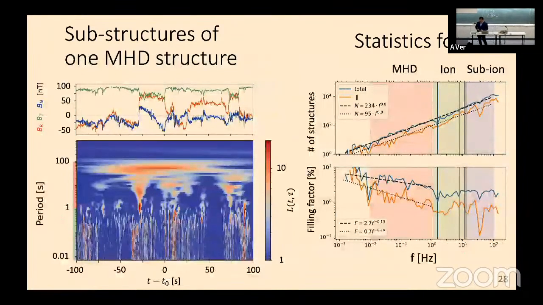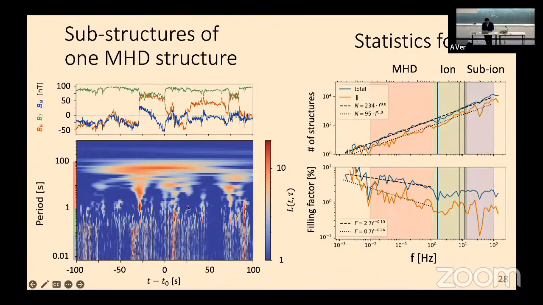So in the previous slide, we were showing only one substructure in a large MHD scale structure. But here we would like to investigate if there is only one structure at sub-ion scales embedded in a larger one, or if there are much more numerous structures distributed in the volume of the solar wind, located in different points.